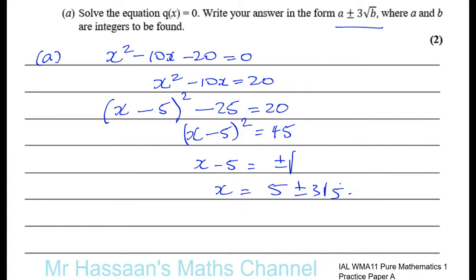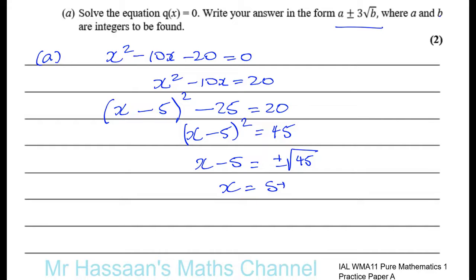I skipped a step here, so some of you will be fine, or some of you might want me to not skip the step. What I've done is I've taken the square root of both sides. So x minus 5 equals plus or minus the square root of 45. Don't forget that when you take the square root of something, you can have either a positive or negative value. So x minus 5 could either be positive root 45, or x minus 5 could be negative root 45. That means x is equal to 5 plus or minus the square root of 45.